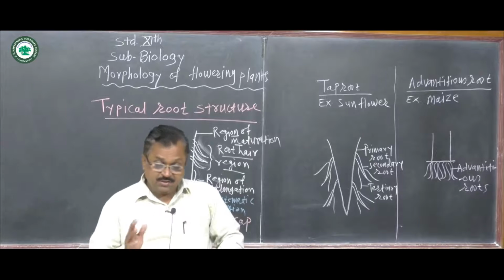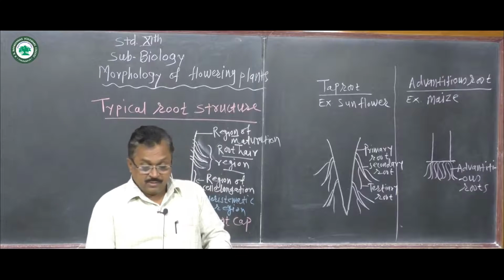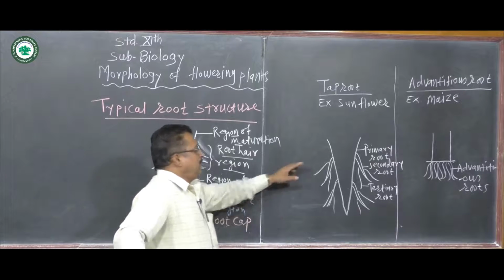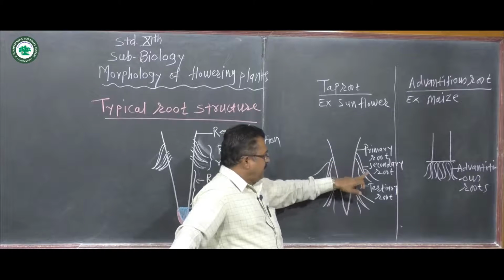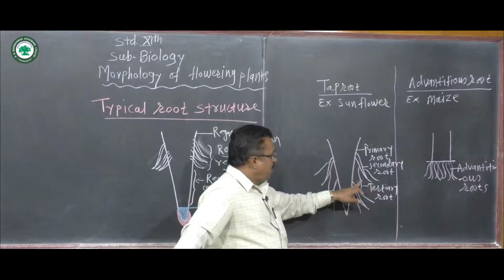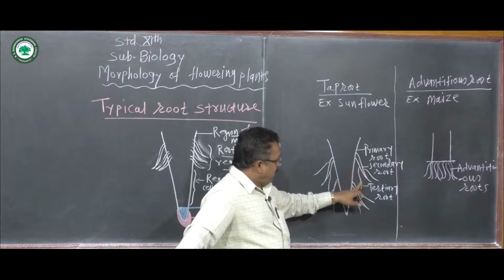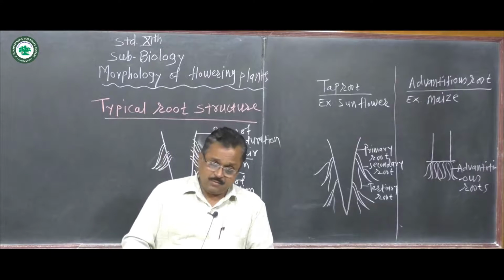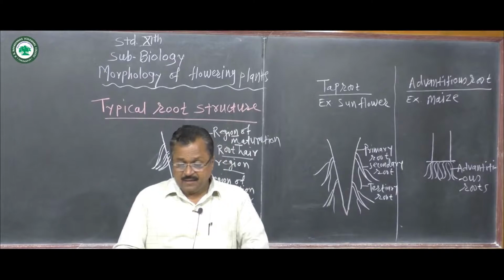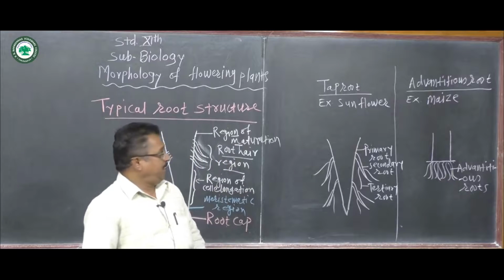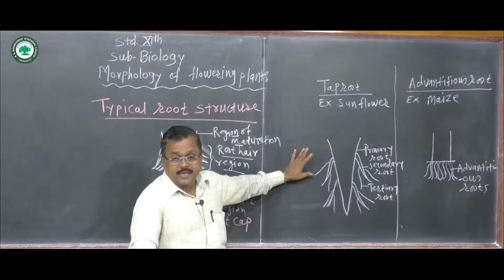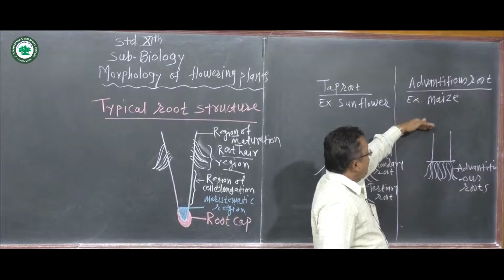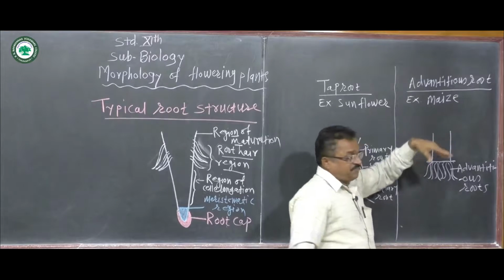Then on this tap root, the primary and secondary roots are developed. That is, primary roots branch, on which secondary roots and tertiary roots develop. Dicot plants like sunflower, bean, etc. In these plants, the taproot system is found. Then adventitious roots, instead of developing from the radicle, develop from any part of the plant.